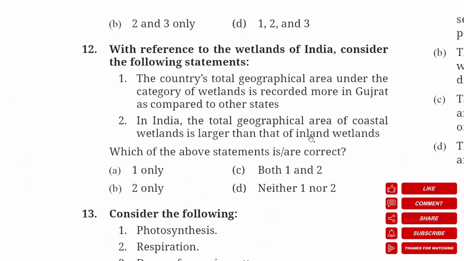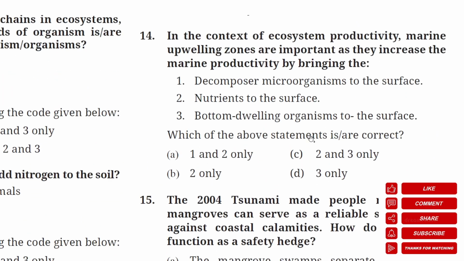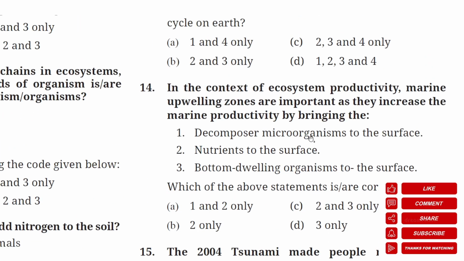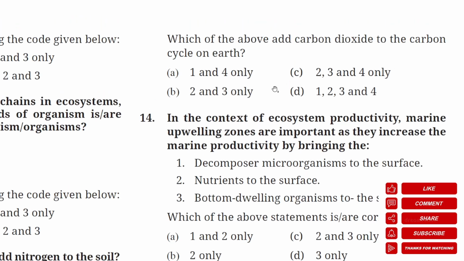let's see. Photosynthesis, respiration. Okay, very easy question basically, but sometimes it could confuse a few people. Okay, so no, photosynthesis doesn't add. Okay, so respiration and the volcanic action does add. So if you eliminate the first option, the answer is C, 2, 3, and 4 only.